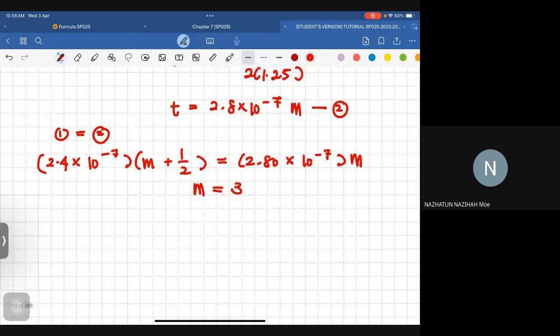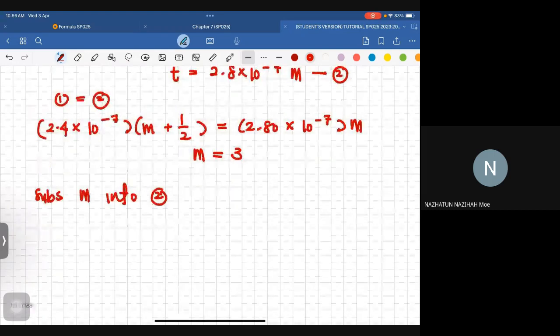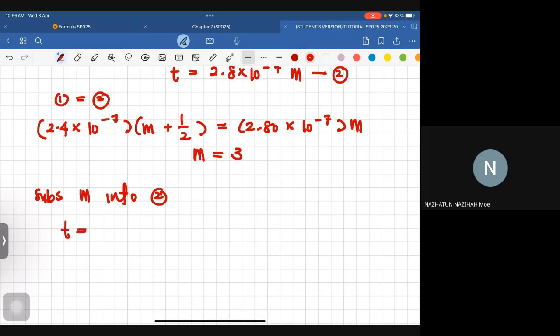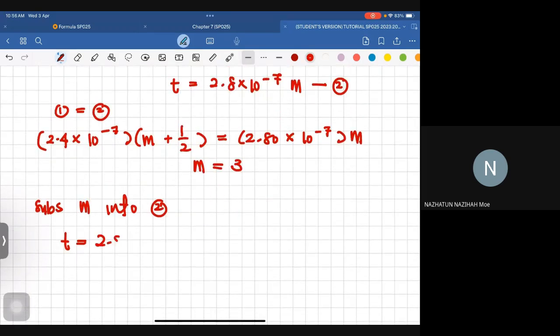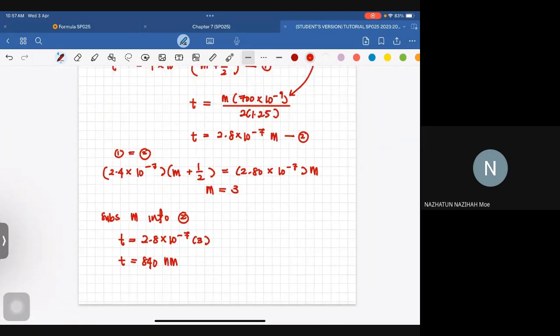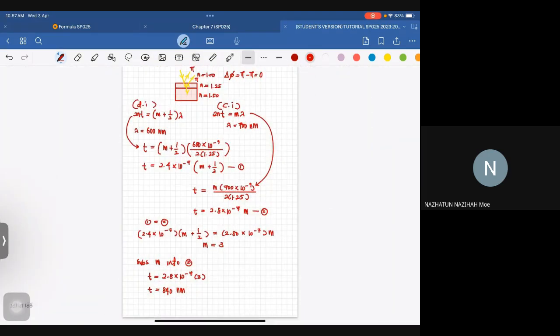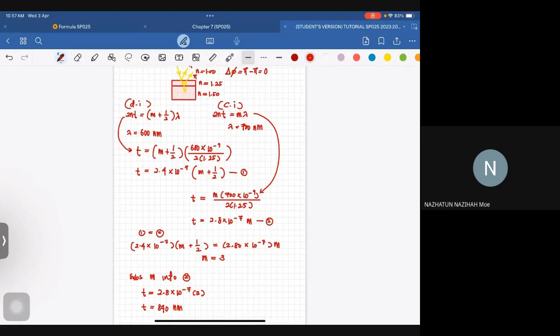And then dia suruh pula kita substitute m into either one lah. Kamu pilih lah kamu mau 1 ke 2. So kamu akan dapat t is 2.8 negative 7 3. 840 nanometer. Gitu guys. Panjang betul solution dia. Okay. Ada soalan? Nasib ni bukan PSPM punya question. Ni tak soalan dari mana ni orang ambil.